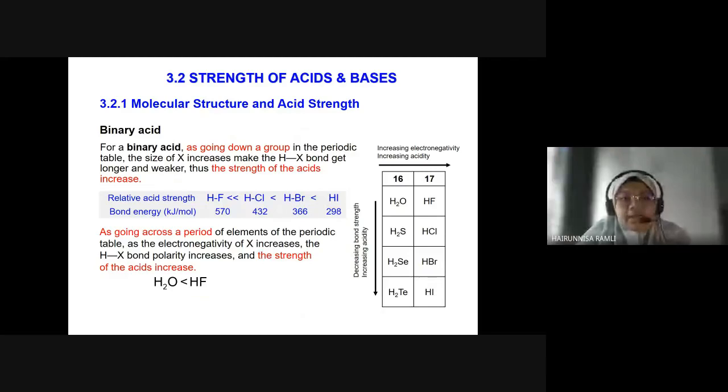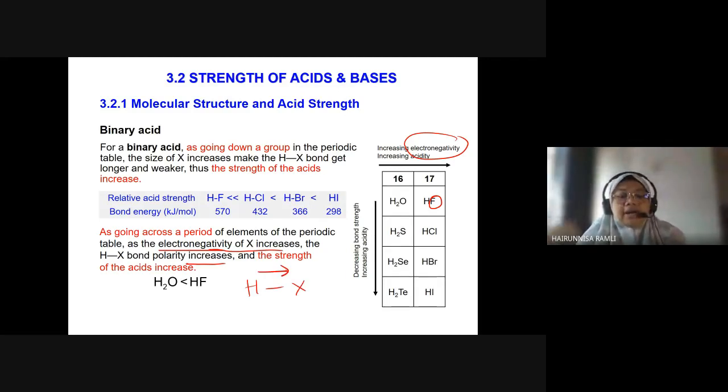Okay, as going across a period of the periodic table, the electronegativity of X. Now, across the period, we mention electronegativity. Okay, electronegativity increases across the period. What does electronegativity mean? I have explained before. It likes negative more, it likes electrons more. Right? So the highest is actually F. In the periodic table, F has the highest EN. Okay, so the HX bond polarity increases. The higher the electronegativity, if you make a bond between H and X, it moves more easily towards X.